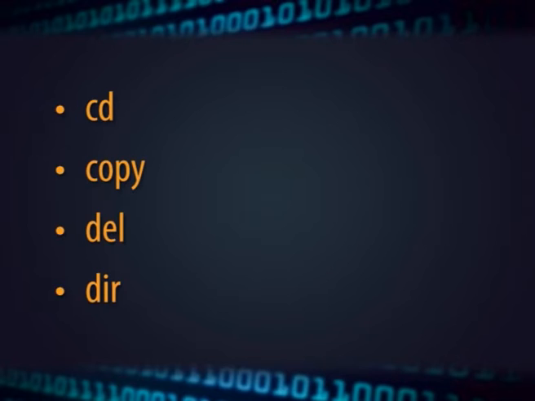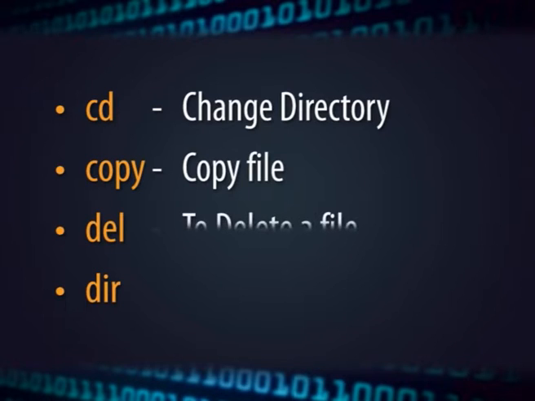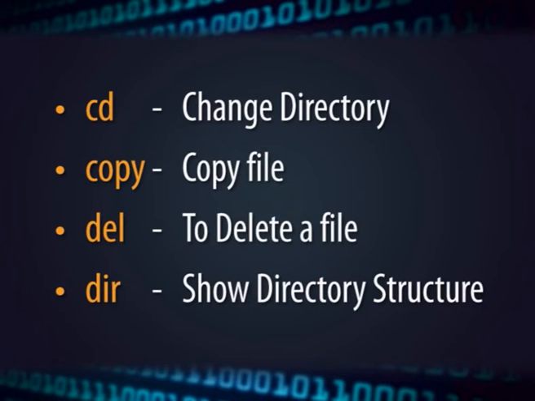Examples of internal commands which are already loaded in the command.com file when switching to MS-DOS are cd, that is change directory; copy, which we use to copy a file from one destination to another; del, which we use to delete a particular file; and dir, that is to show the directory structure of that particular system.